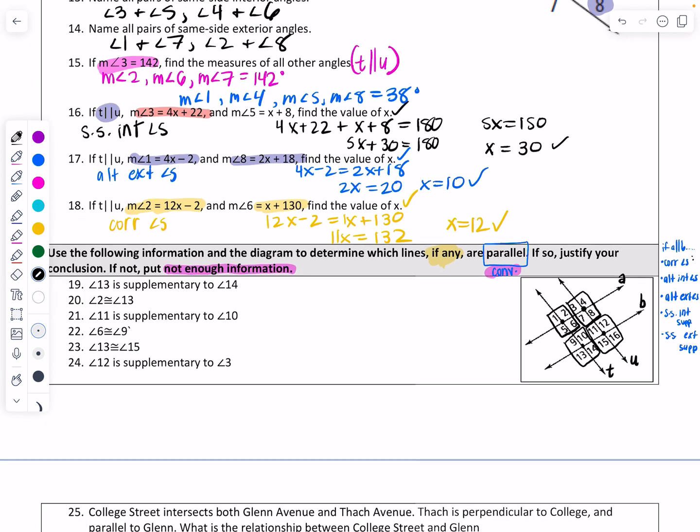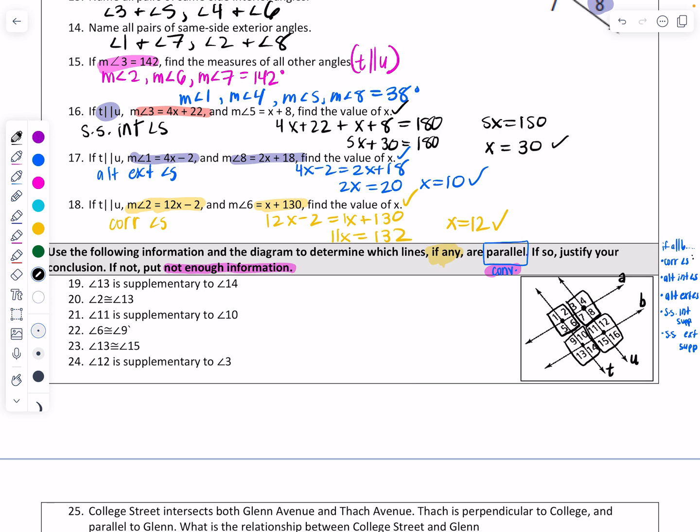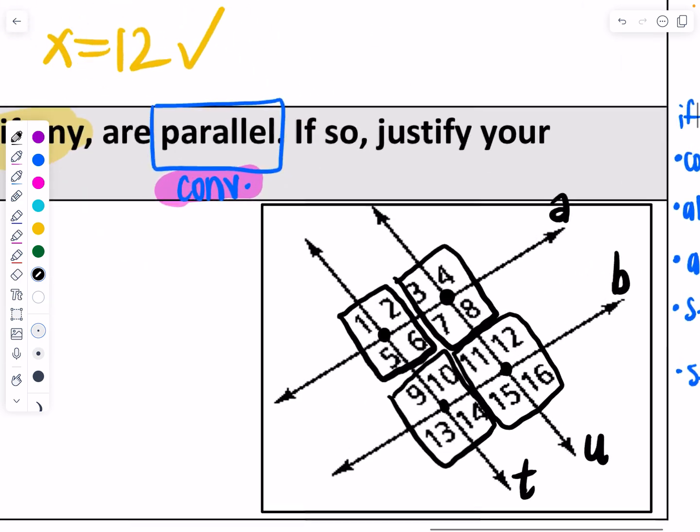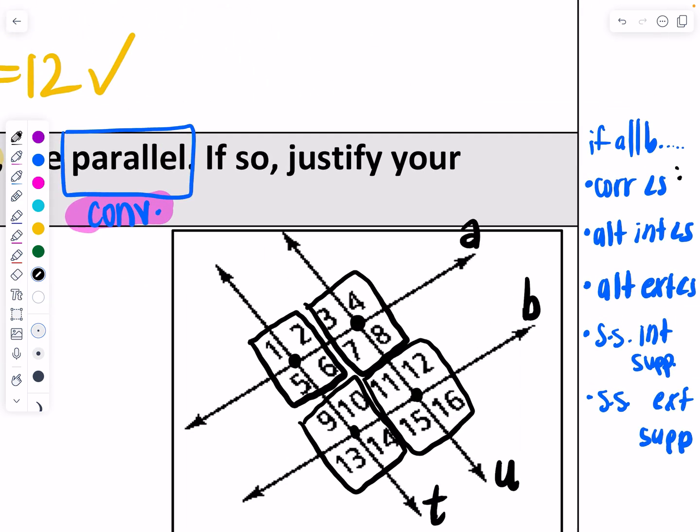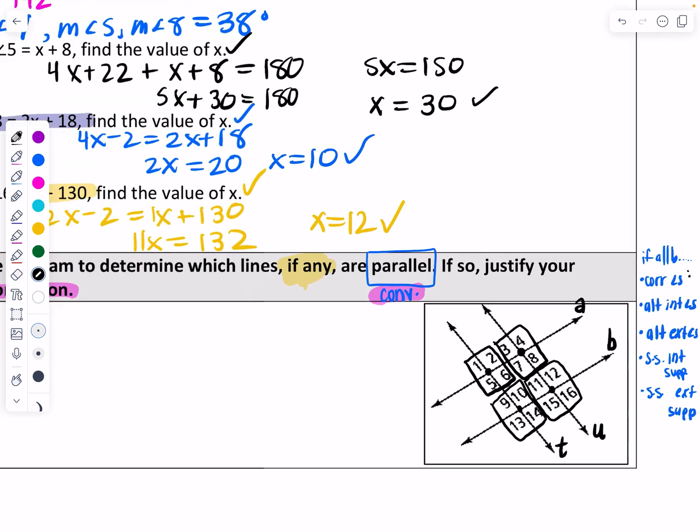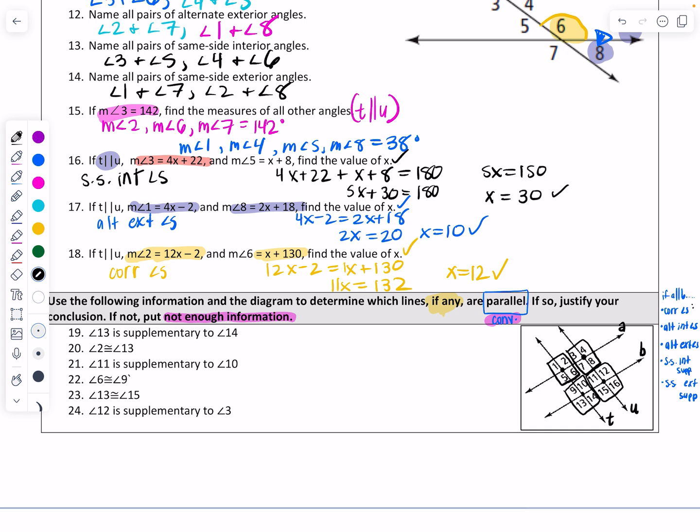And so here's what we're going to do. We're going to see if the information that is given gives us enough information to say that there's a set of lines that is parallel, we're going to give a reason, so it should be a converse. If it doesn't fit one of these 5, we are going to say not enough information. So they both look parallel, just looking at this diagram. A looks parallel to B, T looks parallel to U, but we have to give a mathematical reason or a theorem that is true. So what happens if 13 is supplementary to 14?